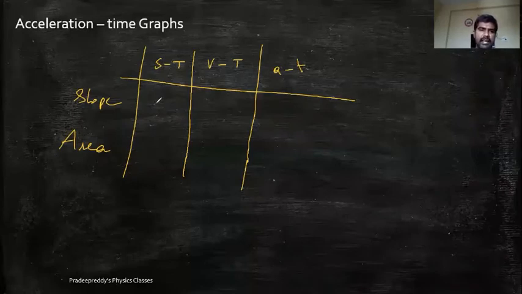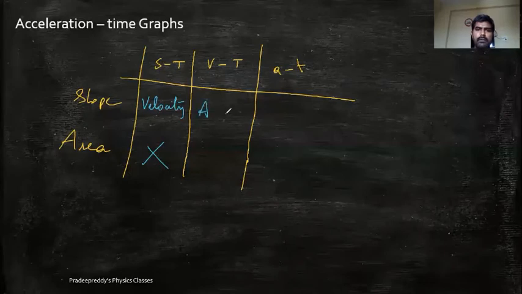Slope of ST graph gives you velocity. Area of ST graph gives you nothing. Slope of VT graph gives you acceleration. Area of VT graph gives you change in the displacement, delta S. Slope of AT graph gives you nothing. Area of AT graph gives you change in velocity.